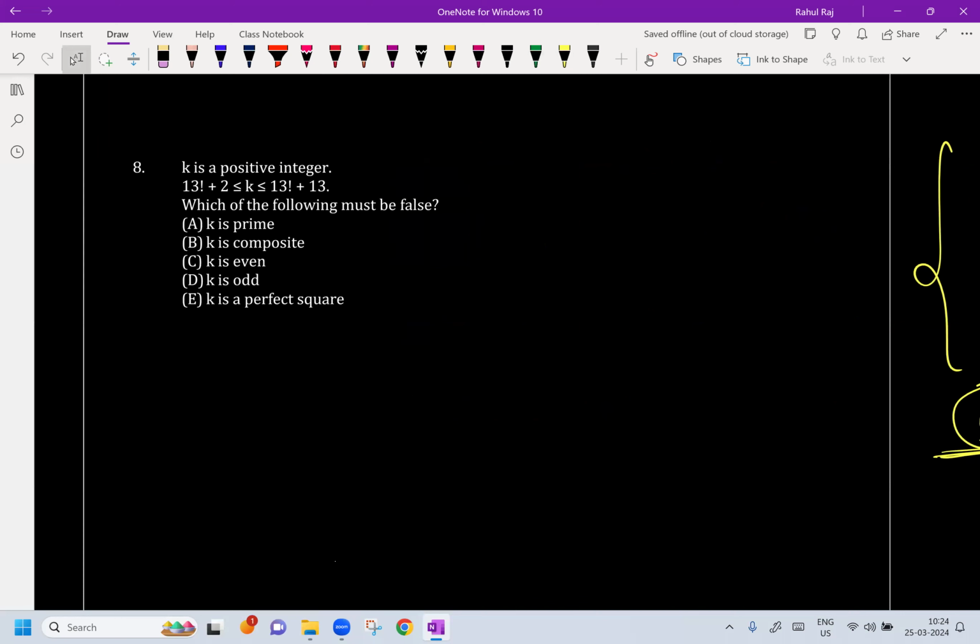A is a positive integer. 13 factorial plus 2 is less than K is less than 13 factorial plus 13. Which of the following must be false?